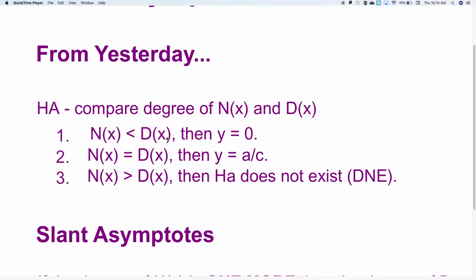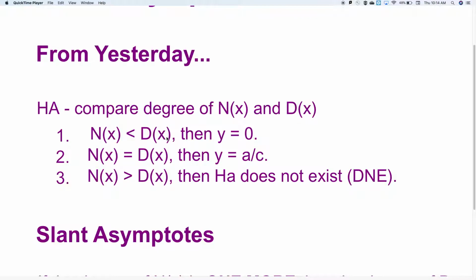You compare the degrees of the numerator and the denominator. When the numerator's degree is less than the denominator, the horizontal asymptote is always y equals 0. The denominator will overtake. It will be so big that the numerator will not be able to catch up, so it will be close to 0.